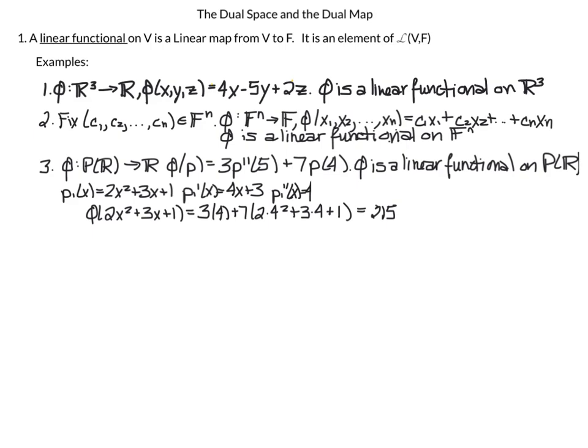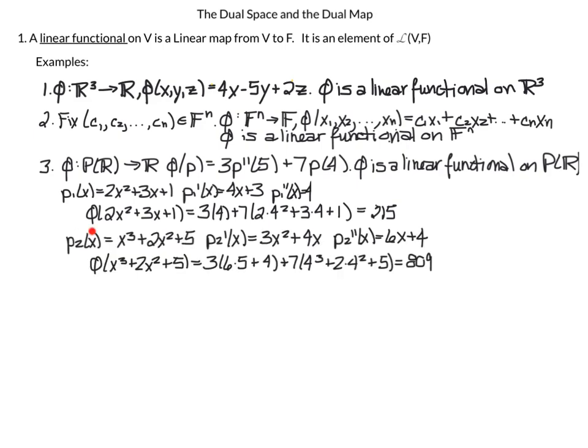If our polynomial p2 is equal to x cubed plus 3x squared plus 5, we see that our first derivative of p2 is equal to 3x squared plus 4x, and our second derivative will be equal to 6x plus 4. So when we plug our polynomial into phi, so phi of x cubed plus 2x squared plus 5, we're going to get, where's our phi definition?